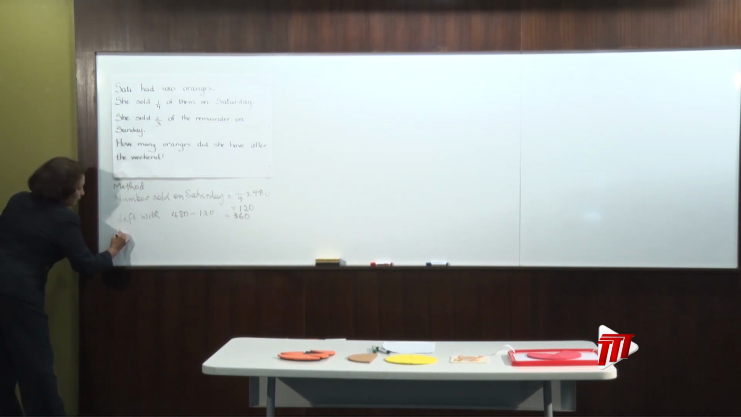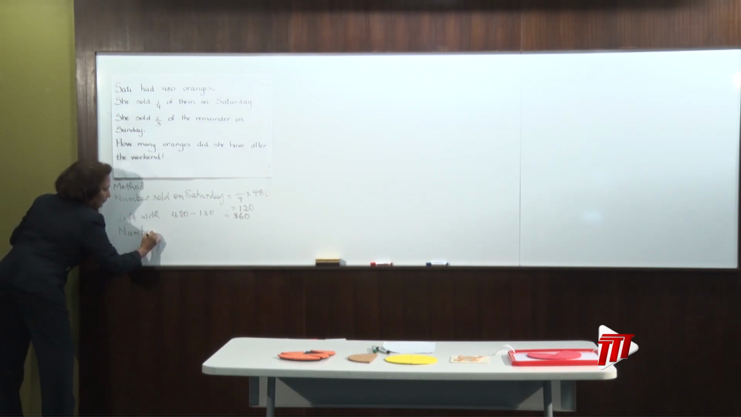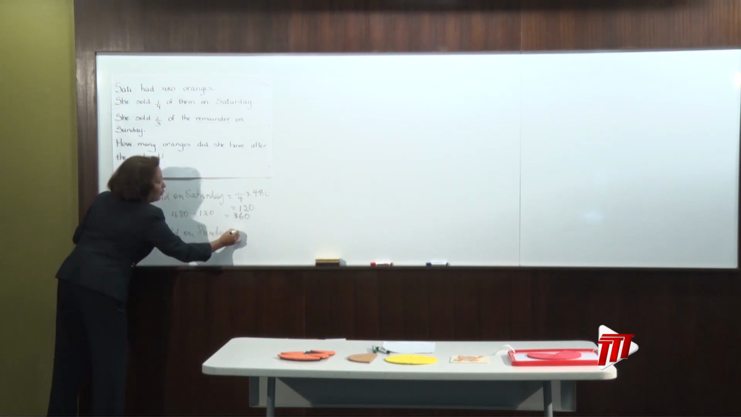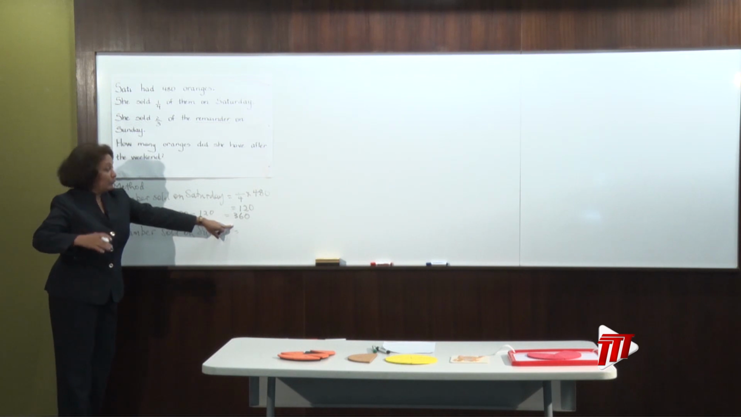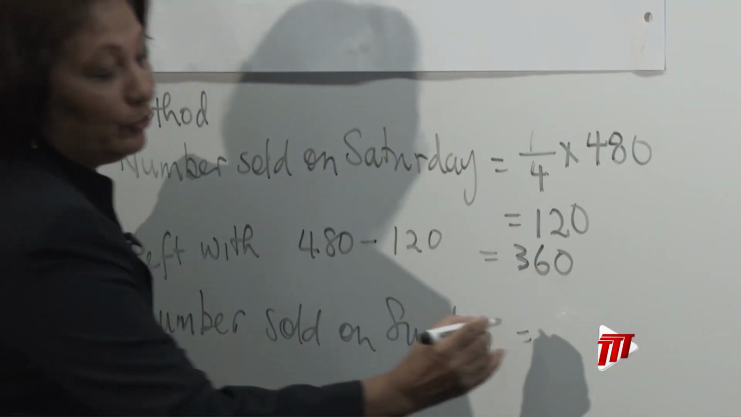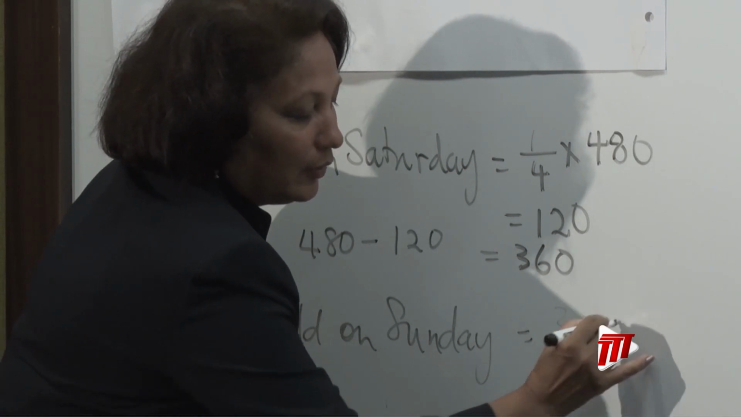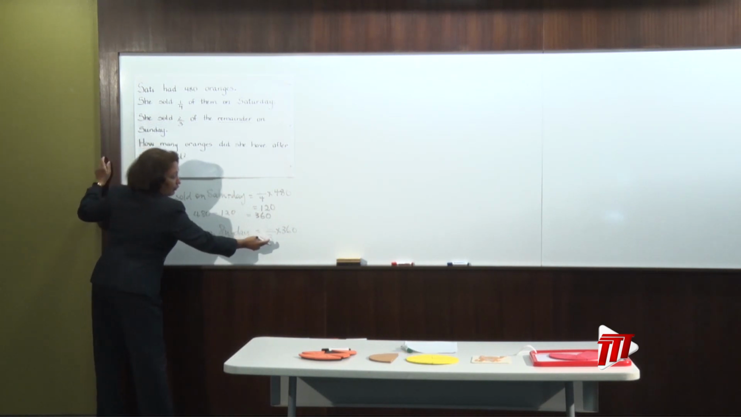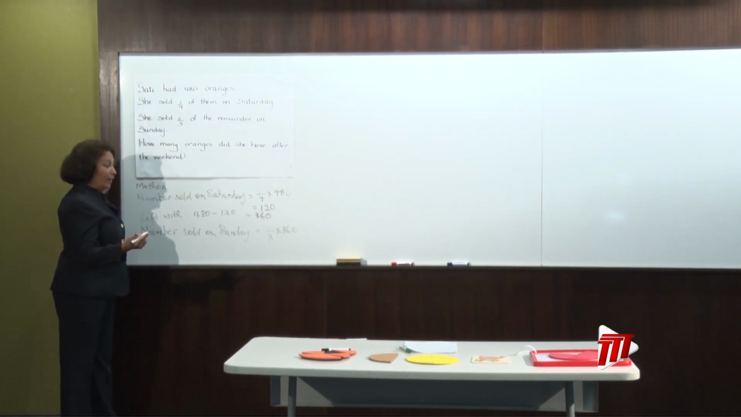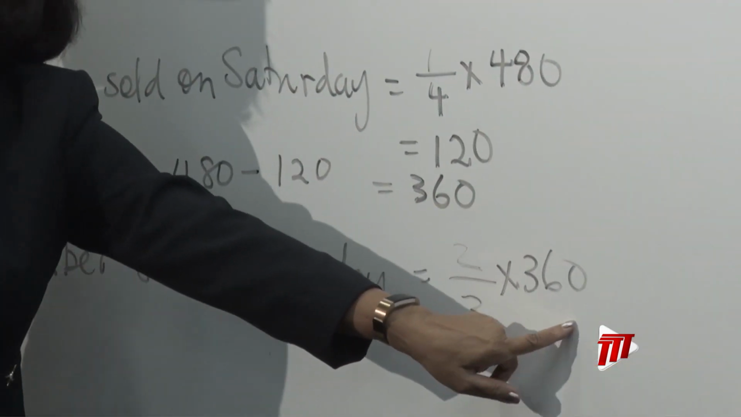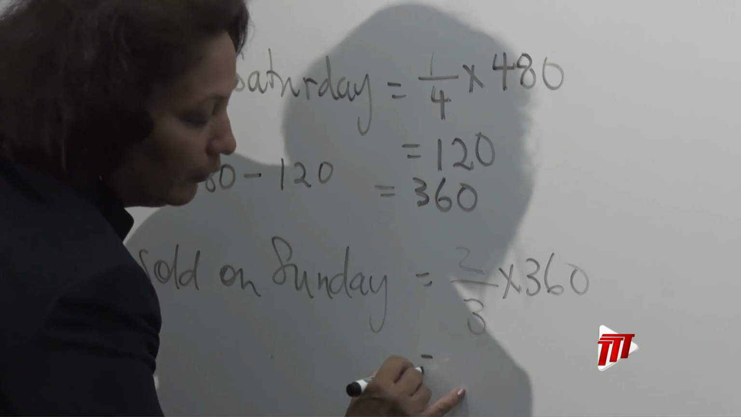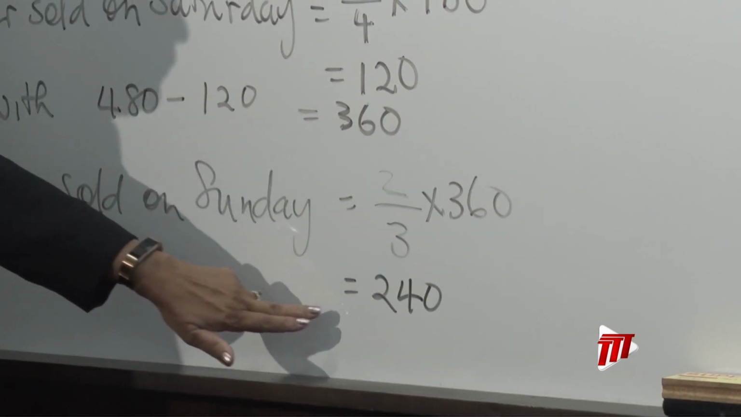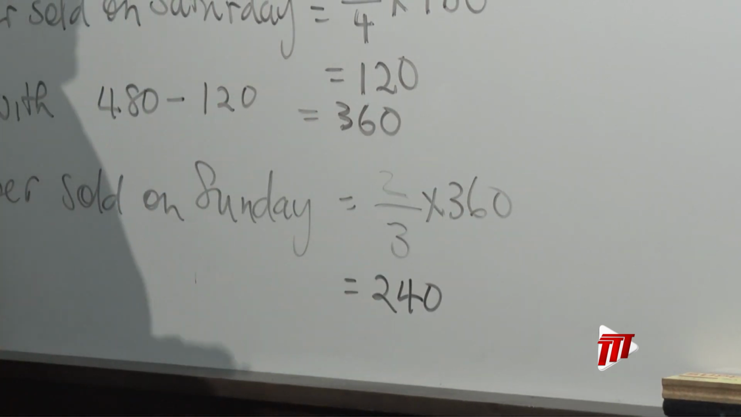So the number she sold on Sunday was 2/3 of this 360. Remember, that is what she was left with. So we find 2/3 of your 360. 3 into 36 would give me 12. But it's 12 with a 0, so we have 120, by 2 would give me 240. So on Saturday, she sold 120. On Sunday, she sold 240.